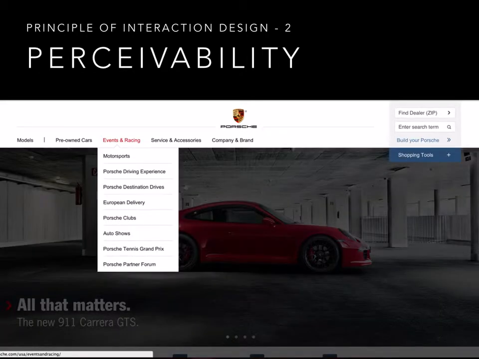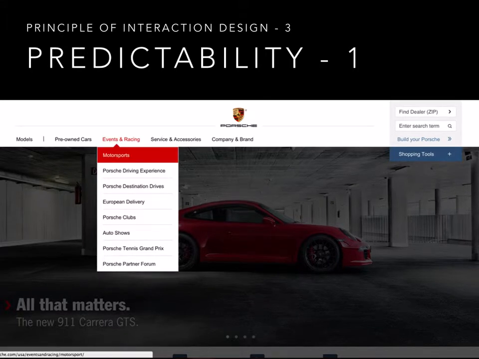The next thing was perceivability, and I think that with perceivability, you're looking at what your perception is of the website in the way I understood it and the way I think about it. I'm perceiving what I want to look at. This and predictability, which is going to be my next slide, kind of go hand in hand in the way I see it. You look at it, and this one here, I've selected the events and racing. So perception is, I'm going to go down and look at something about motorsports.